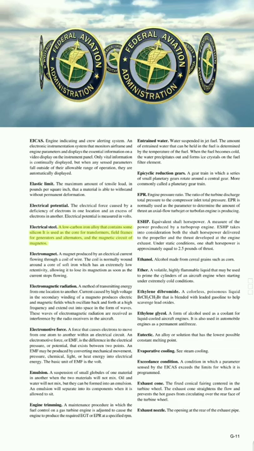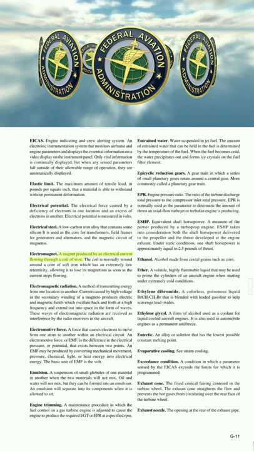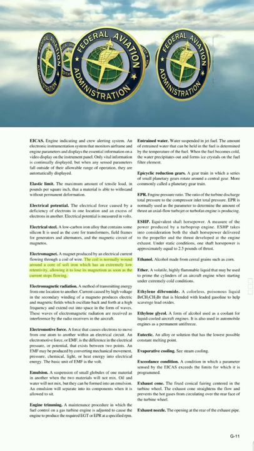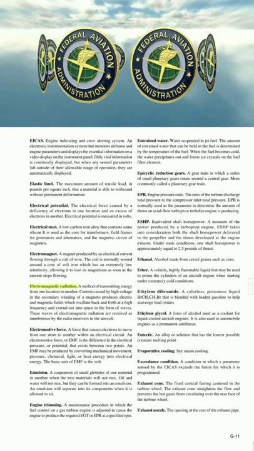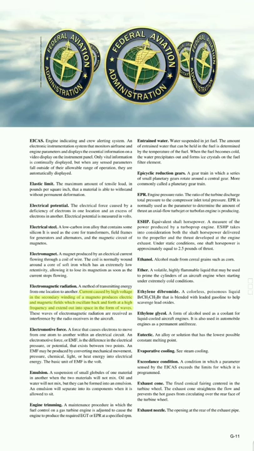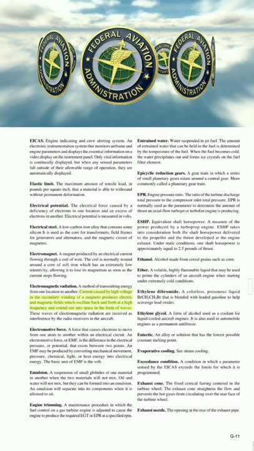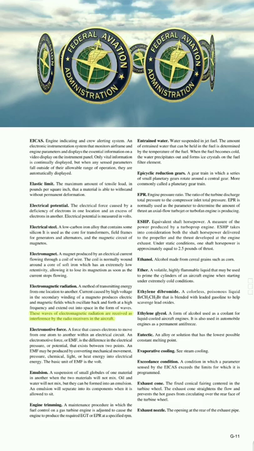Electromagnet. A magnet produced by an electrical current flowing through a coil of wire. The coil is normally wound around a core of soft iron which has an extremely low retentivity, allowing it to lose its magnetism as soon as the current stops flowing. Electromagnetic radiation. A method of transmitting energy from one location to another. Current caused by high voltage in the secondary winding of a magneto produces electric and magnetic fields which oscillate back and forth at a high frequency and extend out into space in the form of waves. These waves of electromagnetic radiation are received as interference by the radio receivers in the aircraft.